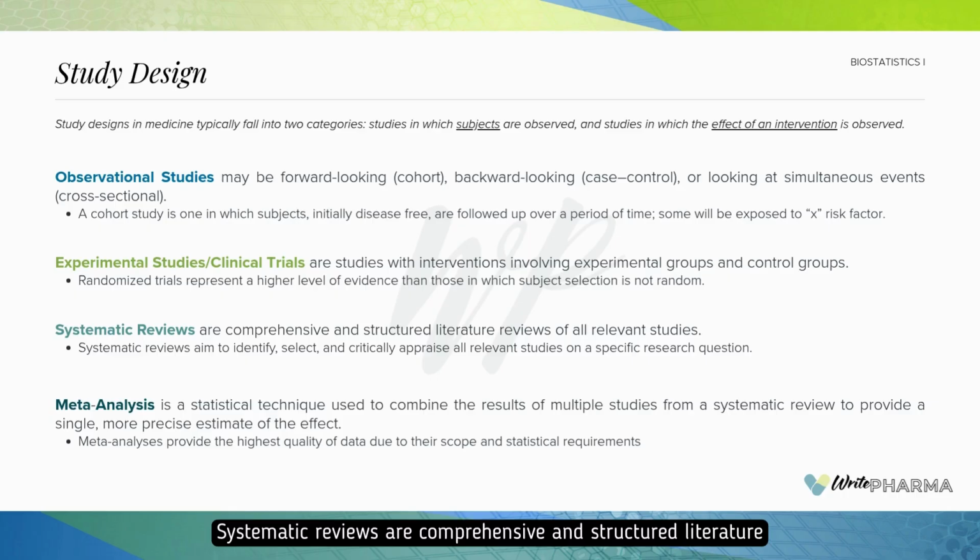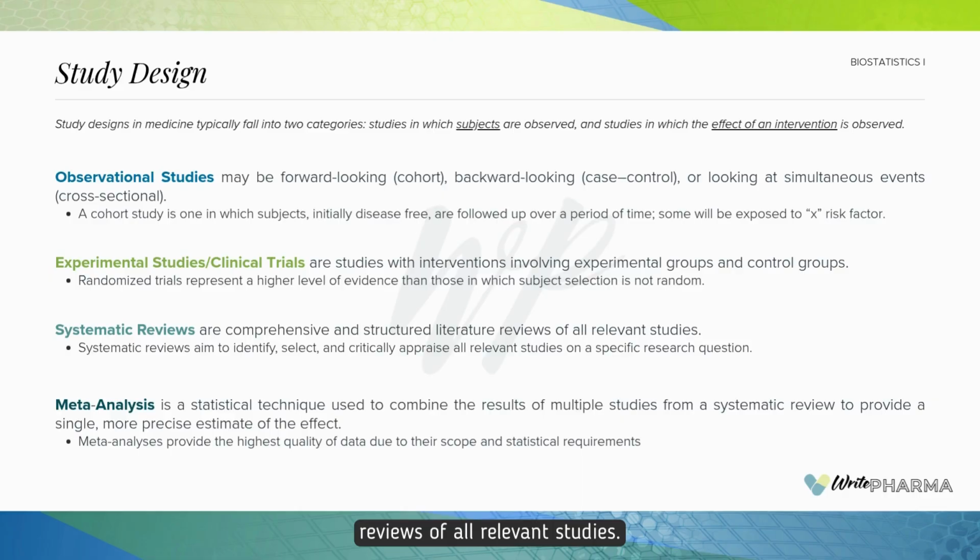Systematic reviews are comprehensive and structured literature reviews of all relevant studies. Systematic reviews aim to identify, select, and critically appraise all relevant studies on a specific research question. Experimental studies, clinical trials, are studies with interventions involving experimental groups and control groups. Randomized trials represent a higher level of evidence than those in which subject selection is not random.